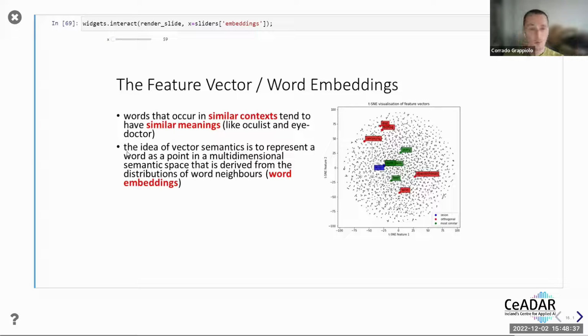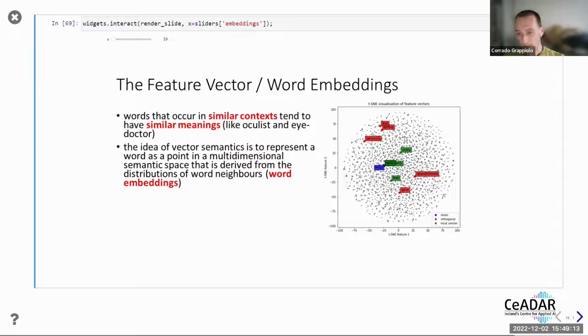And again, taken from Jurafsky and Martin, the idea of vector semantics. But by semantics, to me, maybe semantics is a bit of a debatable term, because semantics is the meaning of a word. Instead, we just convert a word into a vector, but never mind that. We can discuss that later on if you want. But the idea of vector semantics is to represent a word in a multidimensional space that is derived from the distribution of word neighbors. So given the context, we can represent the word in a vector so that similar words are close to each other.